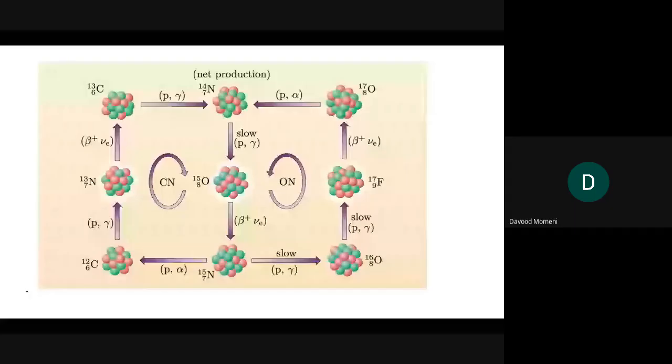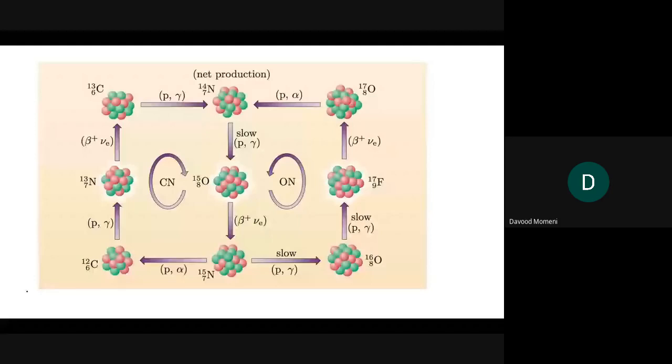If you are a nuclear physics student, you will learn about beta decay. Beta decay happens with some elements which are not stable, for example nitrogen 13, because the stable nitrogen is 14. If you look from the left side of my bottom, carbon entered the cycle as a catalyst.